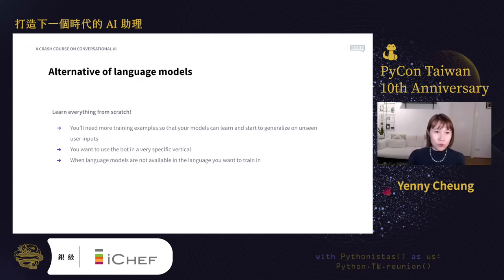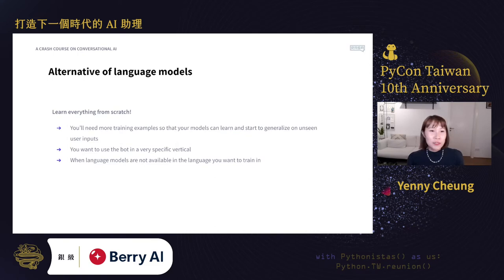Alternatively, if you don't use it, that's fine too, right? Instead of using pre-trained word embeddings, it can learn everything from scratch using the examples that you provide in the training data. And since your model is not using any pre-trained knowledge, you'll definitely need many more training examples for your models to really learn and to start generalizing to things that the bot hasn't seen.